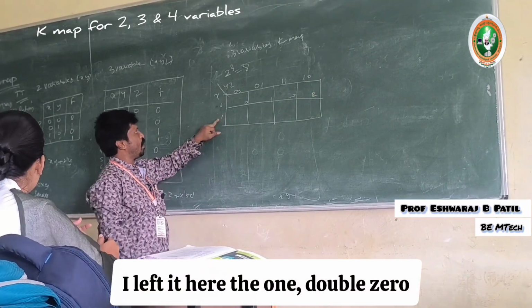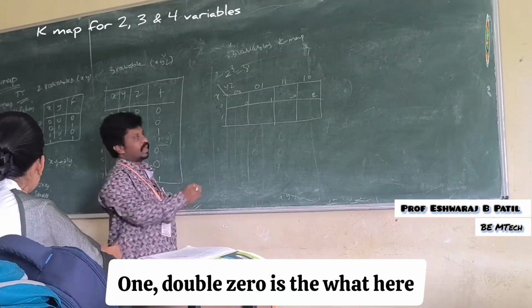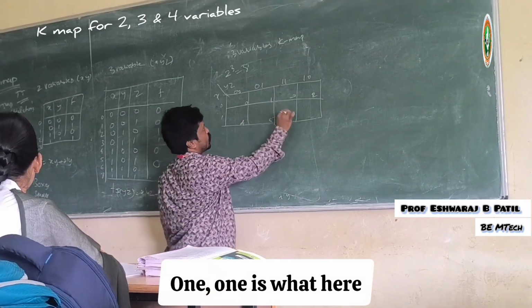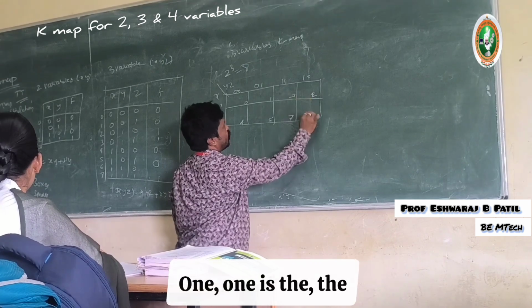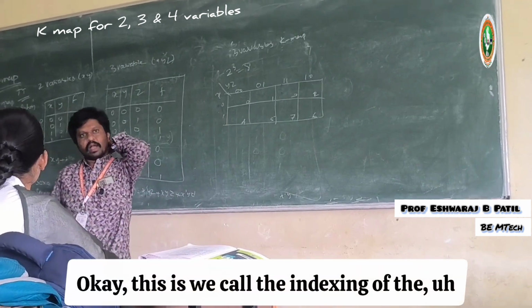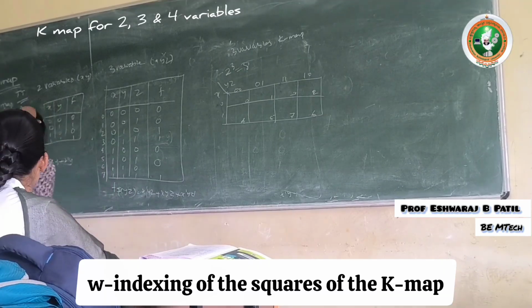Then I left the 1 0 0. 1 0 0 is 4. 1 0 1 is 5. 1 1 1 is 7. 1 1 0 is 6. This is what we call the indexing of the squares of the K map.